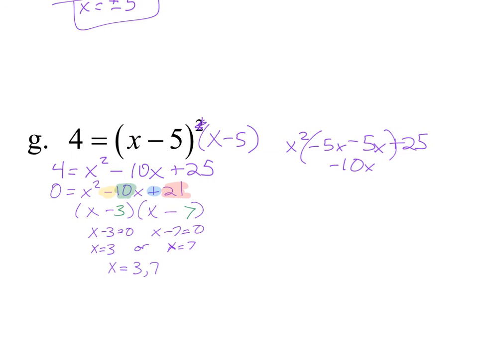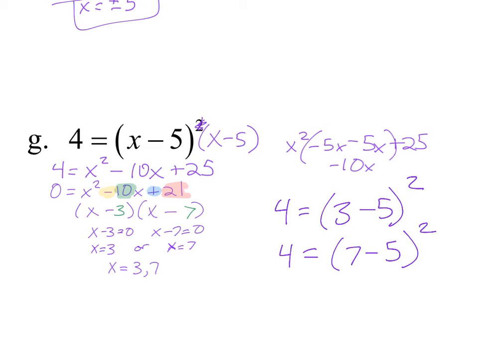Now, if you're going to check this, you plug it in to the beginning equation. So 3 minus 5 squared. Well, sure enough, that's 2, isn't it? 3 minus 5 is a negative 2, and it's squared. That's going to give me 4. I plug in the second term. 7 minus 5 is a positive 2. When I square it, I get 4. So these are both accurate.